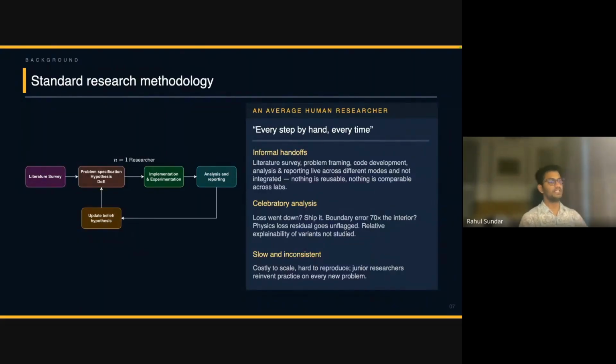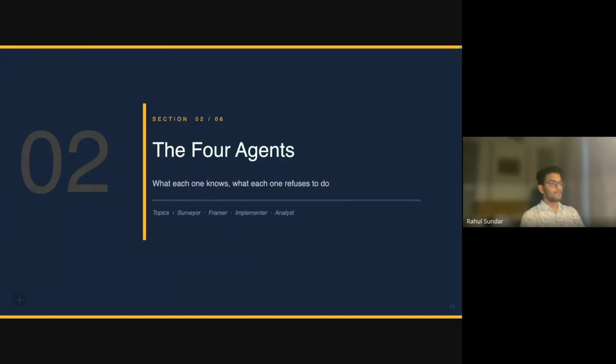And sometimes this is also very slow. It's not easy to scale. And then sometimes junior researchers often reinvent practices for every new problem, and the way a particular researcher implements certain things on his problem or her problem changes from one researcher to another. So there's no standardization as such, right? And research methodology itself is considered to be a bit creative, and people have their own aesthetics or cosmetics to it. However, what do we do if we were to bring in agents here?